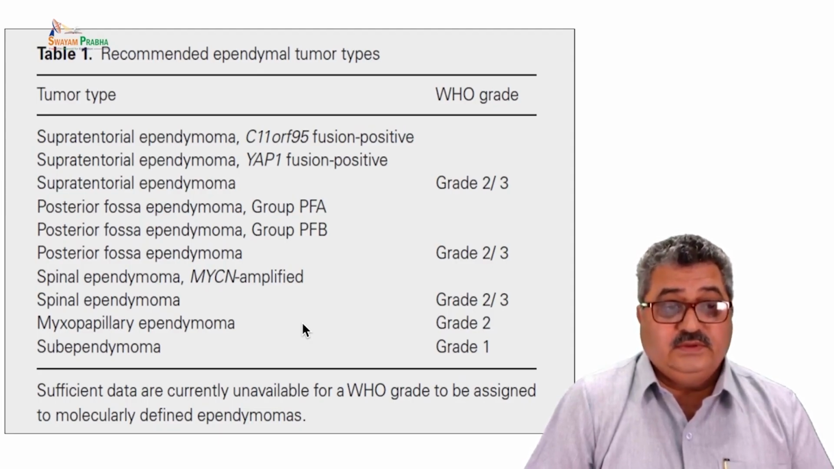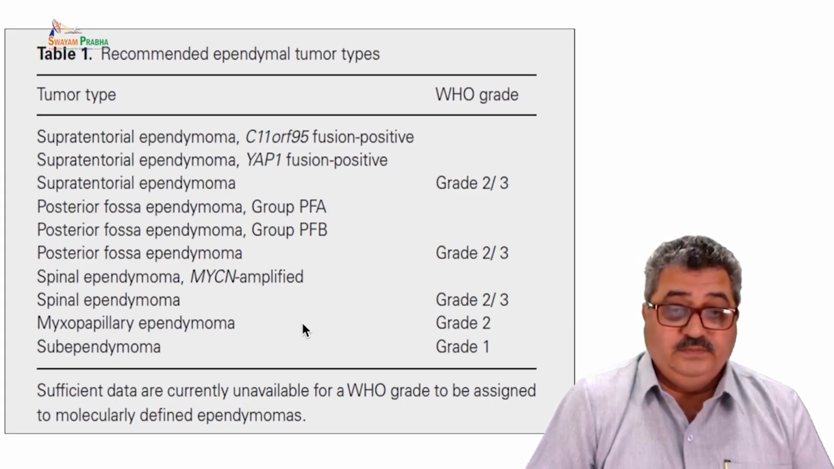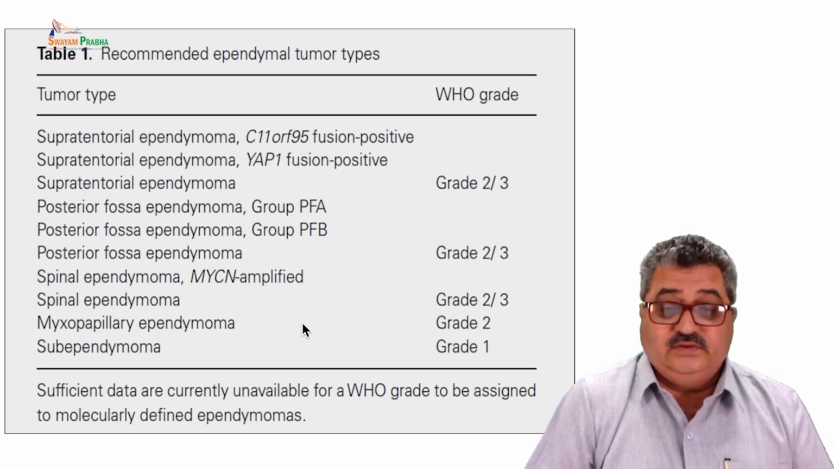Similarly, in the spinal cord, in a grade 2 or grade 3 looking tumor, you do MYCN amplification FISH. If it is amplified, don't grade this. If it is not amplified, then one can give grade 2 or grade 3. The myxopapillary is upgraded to grade 2 and subependymoma is grade 1.